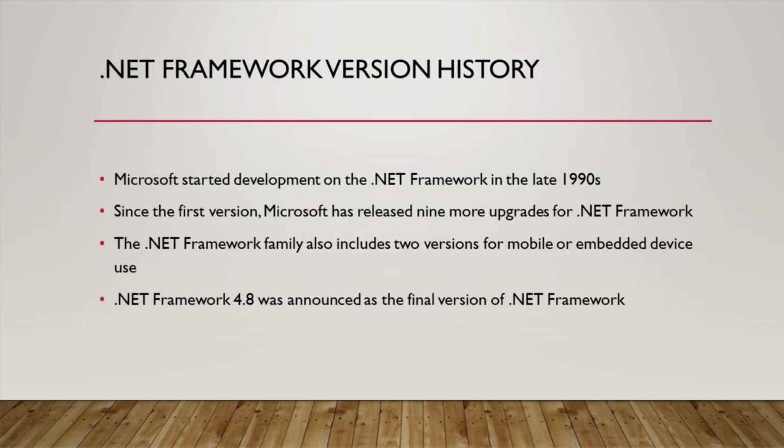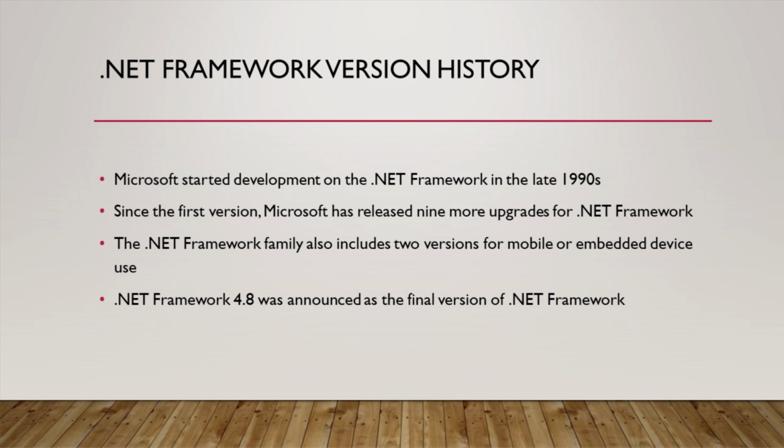Microsoft started development on the .NET Framework in the late 1990s, originally under the name of Next Generation Windows Services, NGWS. By late 2001, the first beta versions of .NET Framework 1.0 were released. The first version of .NET Framework was released on the 13th of February 2002, bringing managed code to Windows NT 4.0, 98, 2000, ME and XP.